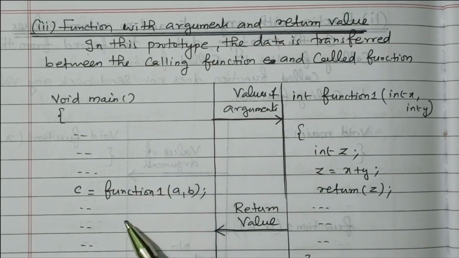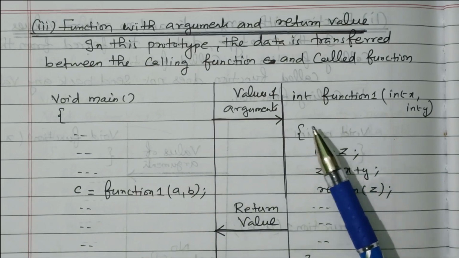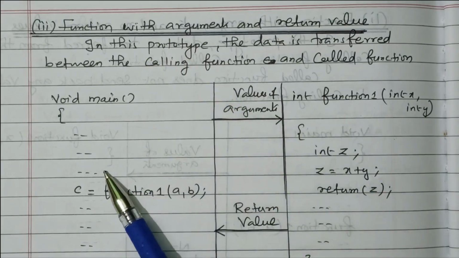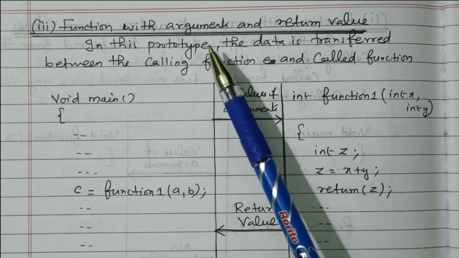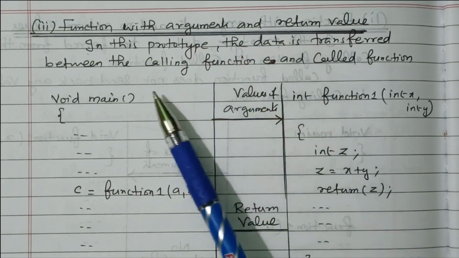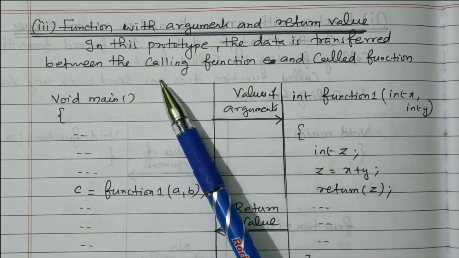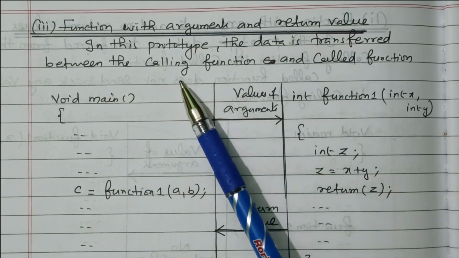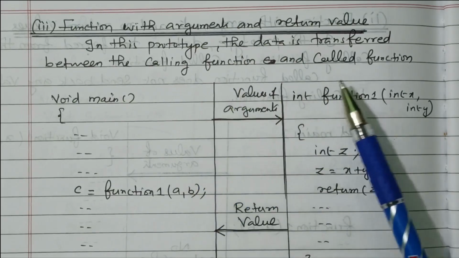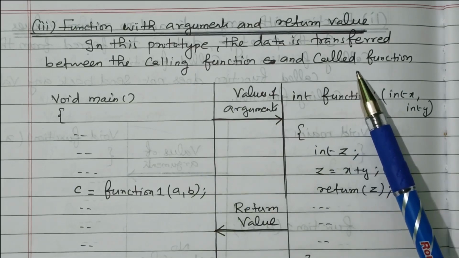The main program is divided into subprograms, and that is called a function. From the main program, the arguments are passed to the function, and the function will also return a value. In this prototype, data is transferred between the calling function and the called function. Calling function means the function call in the main program. Called function means the function definition, what is available in the function.